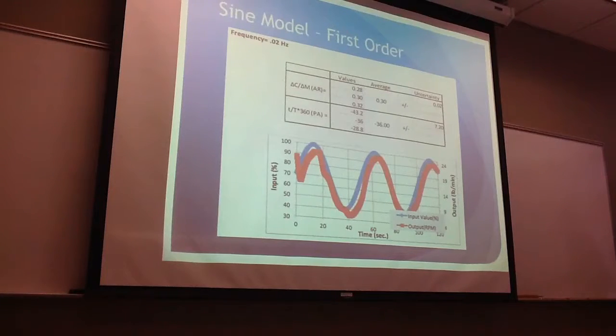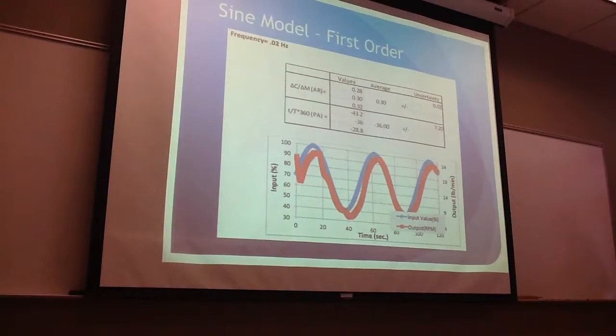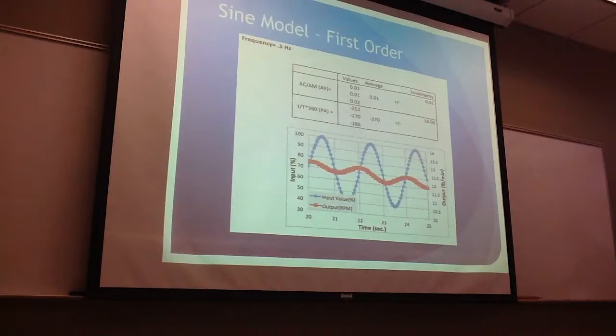Here's the experiment that we did at 0.02 hertz. Here it's completely sinusoidal. Nothing's going to steady state or going constant. The average for the amplitude ratio is 0.3, and for phase angle is -36. And as we continue forward, our phase angle gets greater, and our uncertainty increases as well. Here's at 0.5. I just did these two, but as it increases, the output continues to come straight and gets to steady state.